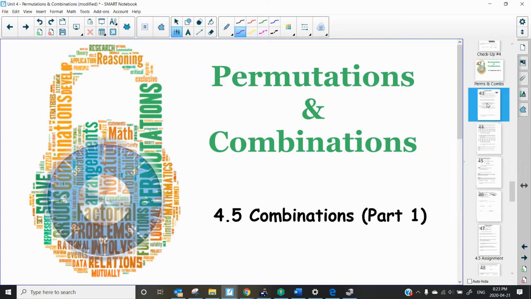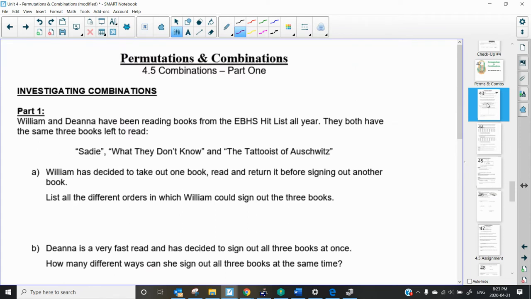And so before we get into the actual definition of combinations, I'm going to go through three different examples that will hopefully help to magnify the similarities and differences between perms and coms. So first example, it says that William and Deanna have been reading books from the Eagle Butte hit list all year. And they both have the same three books left to read, and those would be Sadie, What They Don't Know, and The Tattooist of Auschwitz.